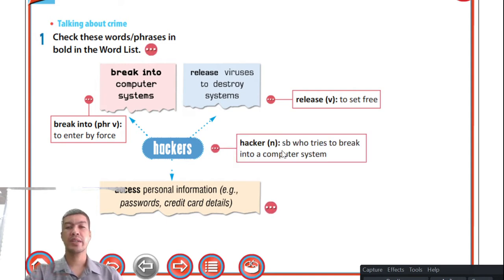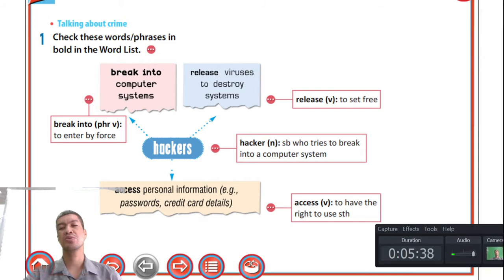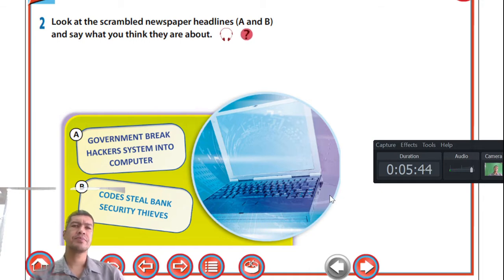Alright, and then our word hacker, someone who tries to break into a computer system. Alright, and then the next one, access, means to have the right to use. Obviously, these hackers do not have the right to use your information at all. Alright, moving on to our next slide.